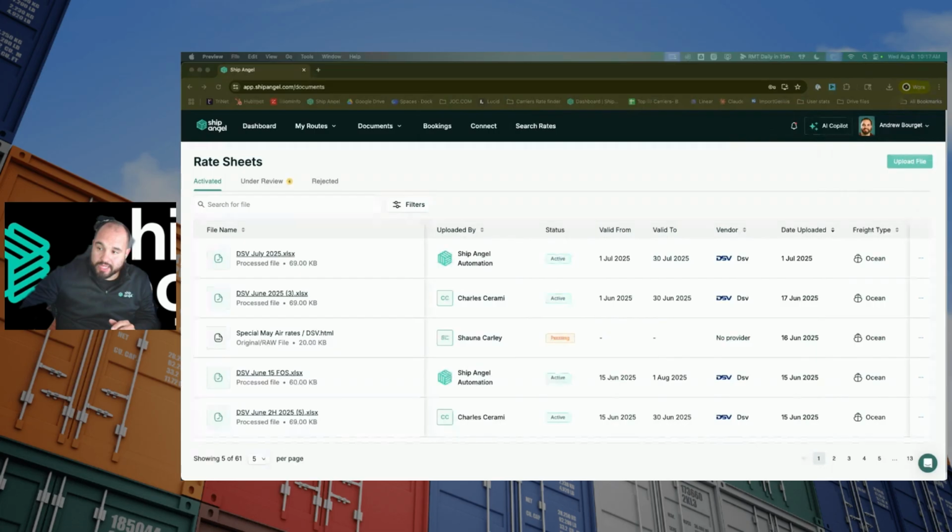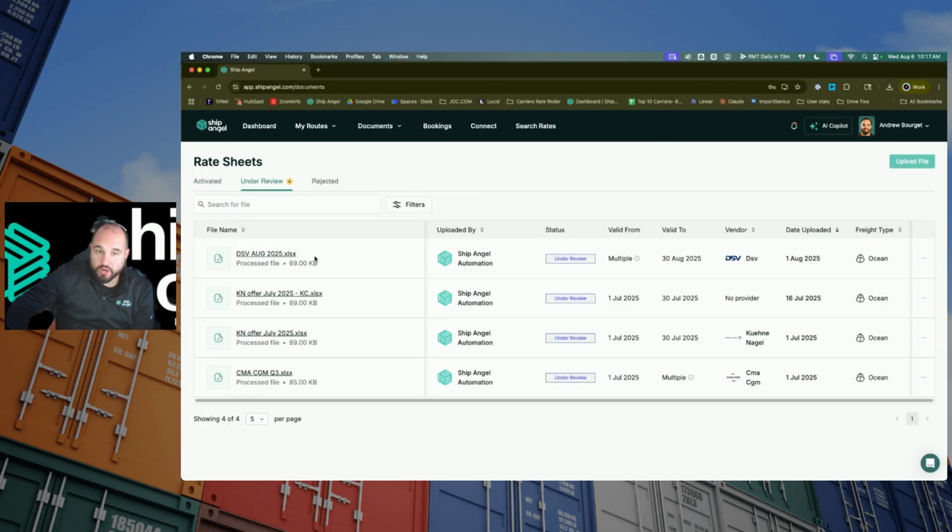What that looks like inside the ShipAngel platform is as rate sheets come in, they go into either a pending status or an active status. Additionally, we bring in rate sheets to what is called our amendment guard system. Inside the amendment guard system, we're able to process the rates and then present them to you for validation. So we always have two ways of getting rates into the system. We can directly upload them into the platform, or you can validate the rates as they've come in.